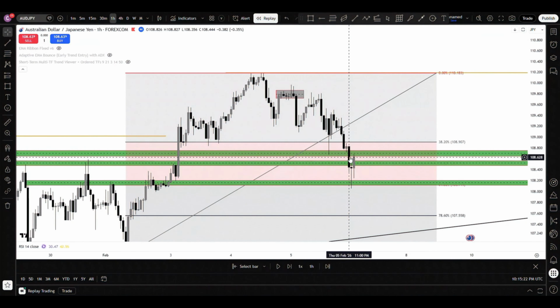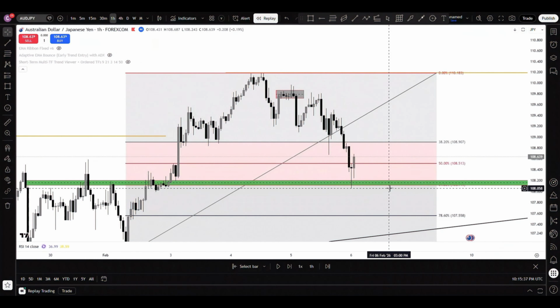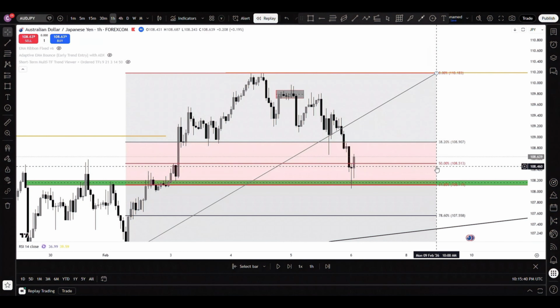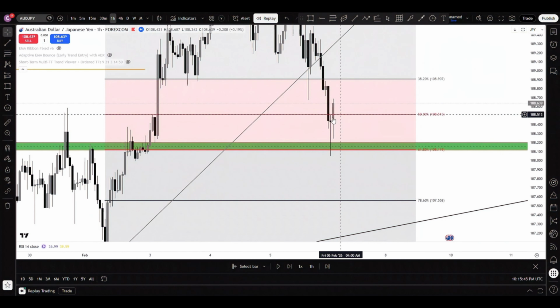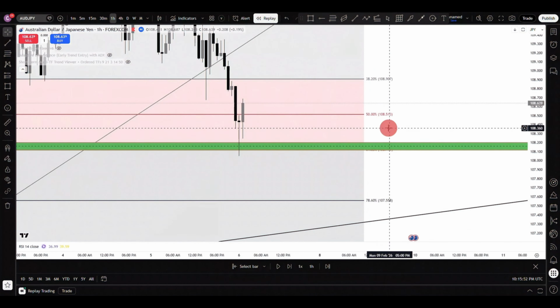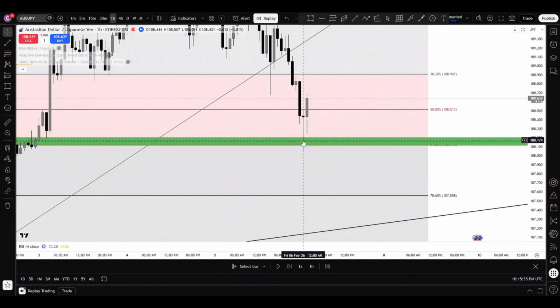So as you can see right here, this first level of support got broken. This one also got broken, so we're going to take those off. So the 38.2% got broken and the 50% level got broken. But if you look at the 61.8%, we got price trading down into it, but the moment price touched it, we got a reaction where we saw price action moving back to the upside and forming this candlestick right here, which is a doji. And if you know your candlestick patterns, then you would know that a doji is indicating price reversal.